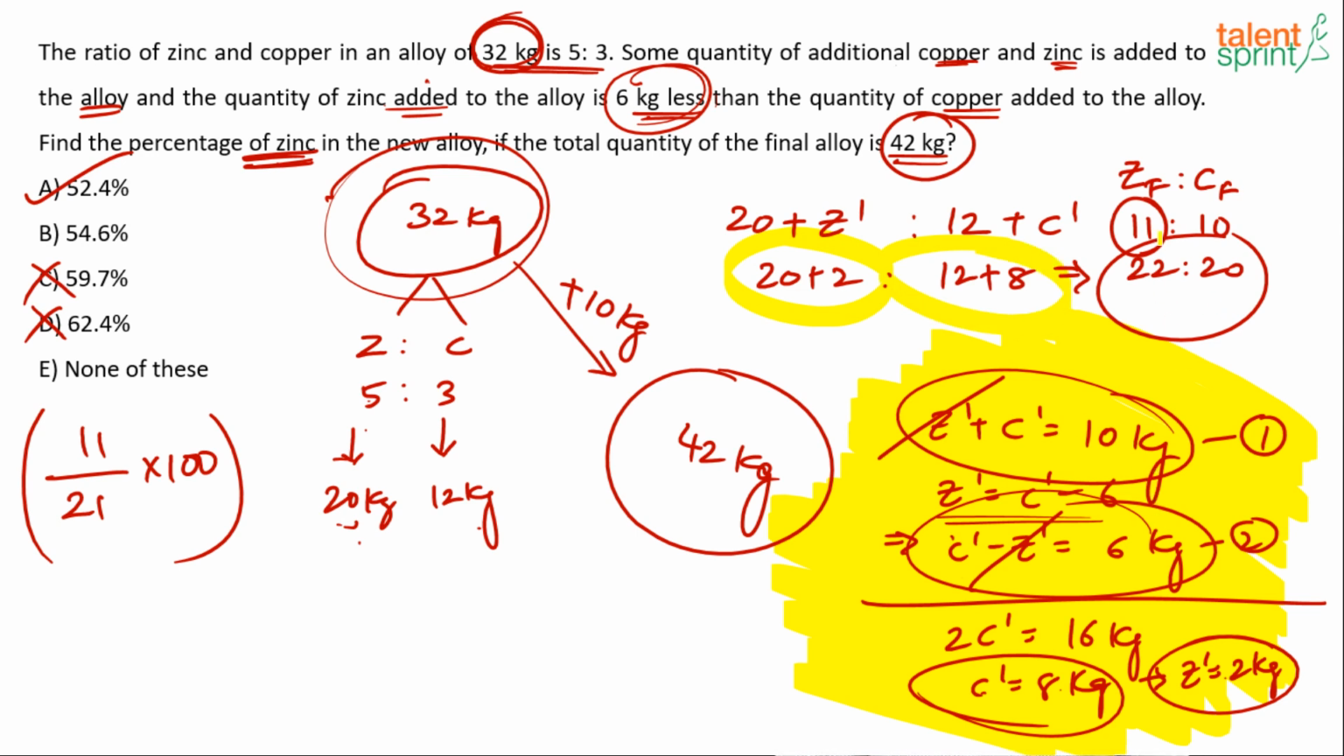And after that, one more step. 11 by 21 into 100. 52.4 will be the answer. I hope all of you have followed this. If not, go through the video once again. Very, very useful thing. Let's now move to the next question.